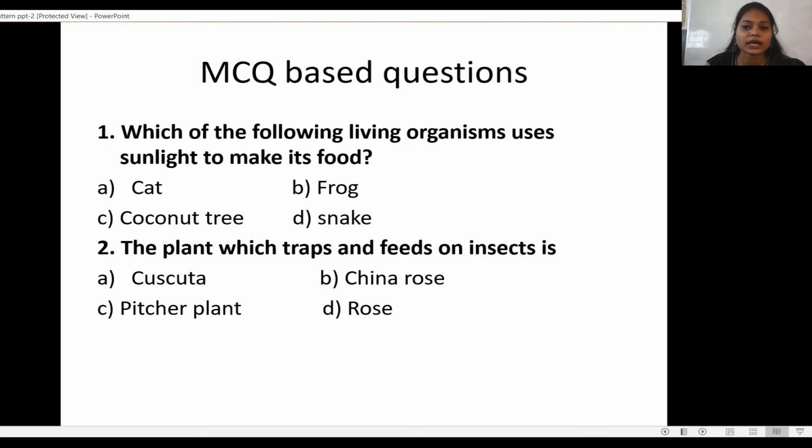So, what will be the correct answer? Here, coconut tree is the correct answer for the question. Now, moving to our next question, that is, the plant which traps and feeds on insects is known as. We know these are known as insectivorous plants. Cuscuta is a parasitic plant. China rose and rose are the usual plants, and pitcher plant is the insectivorous plant which traps and feeds on insects.